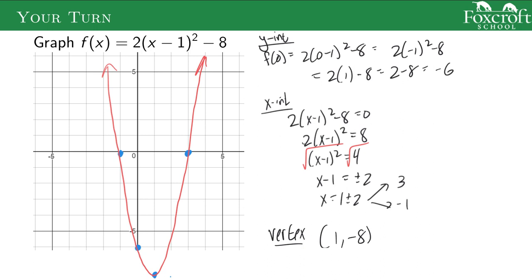And here's the solution. All right, the y-intercept is at negative 6. The x-intercepts I found were at 3 and negative 1. And the vertex is at 1, negative 8. So barely made it on the screen, but it's just there at the bottom. And that's the graph of my quadratic.